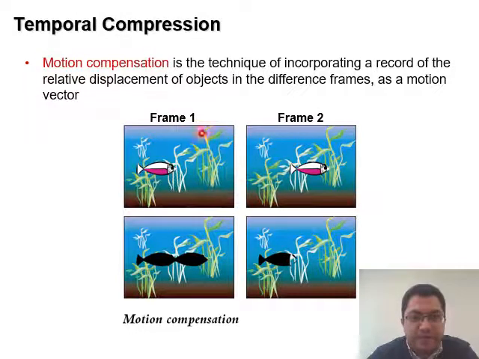Let's say we have this frame 1 and this is frame 2. In frame 1 we had this fish here, and in frame 2 the fish has moved a little bit to the front or to the right. So one thing we can do is represent frame 2 relative to frame 1. Frame 1 would be an intra frame. How about frame 2? Frame 2 would be a predictive frame. Definitely you can predict this frame from this one.